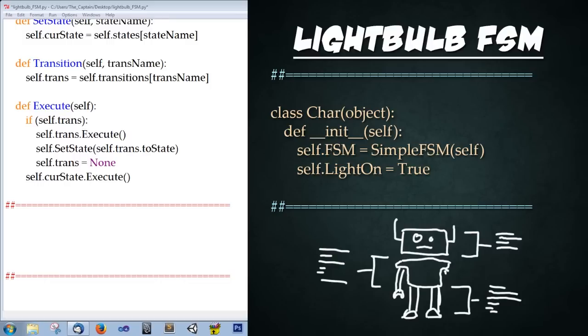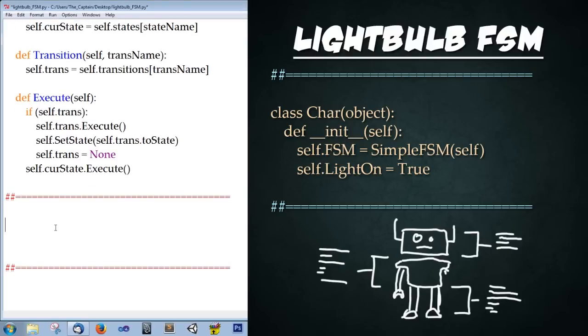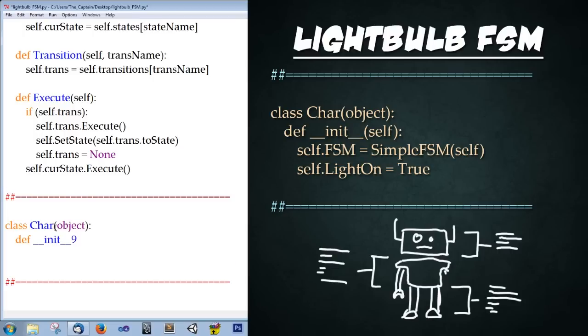The finite state machine would also be stored within the character class. Alright, so let's go ahead and create this class. Type class Char, open parentheses, object, close parentheses. Then we're going to access its constructor, the __init__ self.